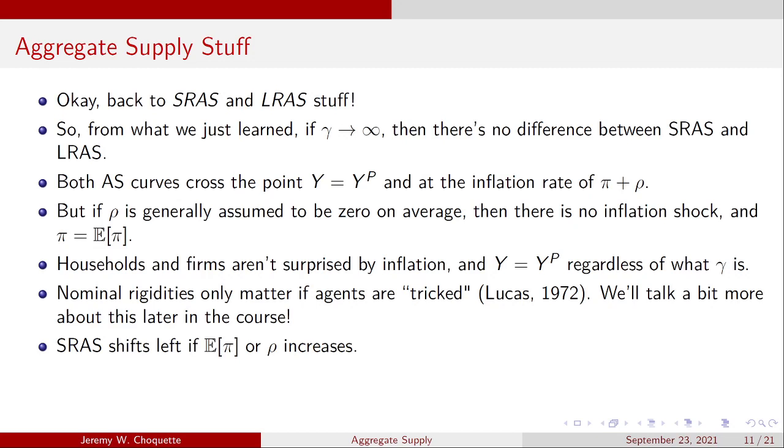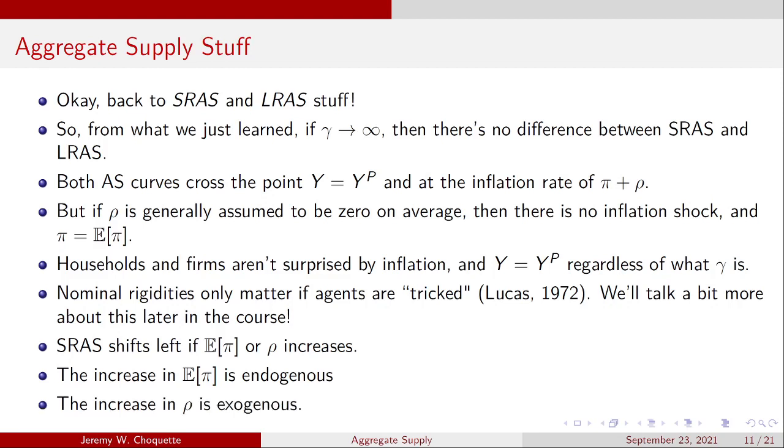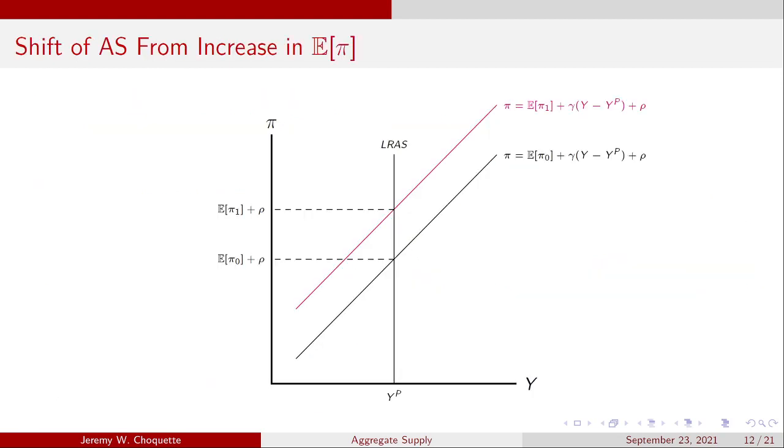Now, the short run aggregate supply curve will shift to the left if expected inflation or rho were to increase. The increase in expected inflation is endogenous, meaning it happens from within the model. The increase in rho is exogenous, meaning it happens from outside the model. Right? So, we have a shift of aggregate supply from an increase in expected inflation. This is what we get, right?